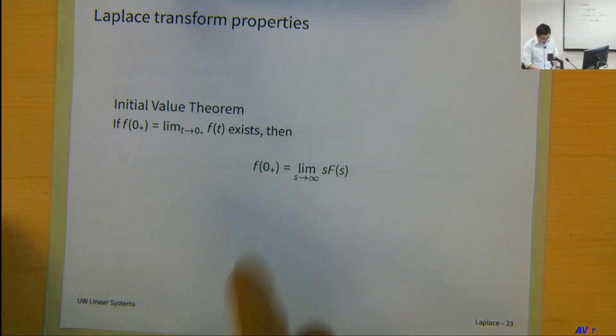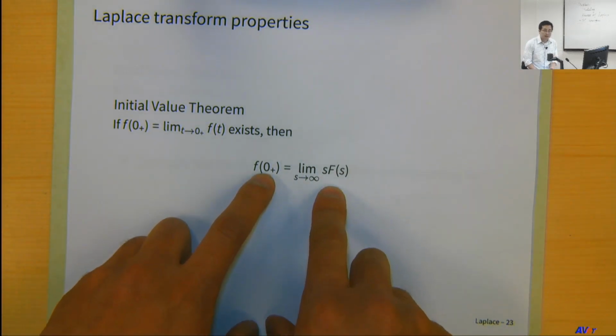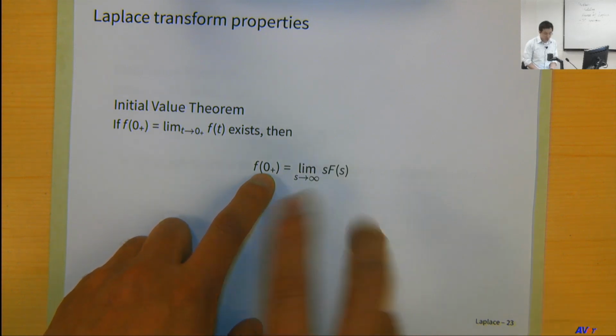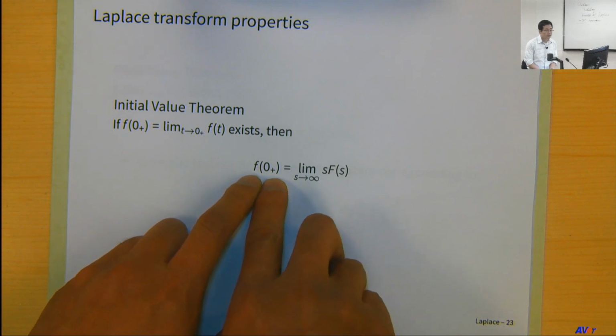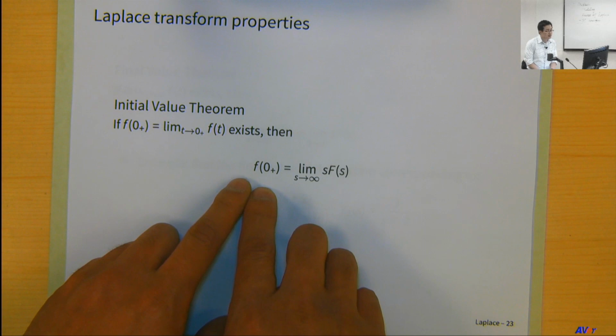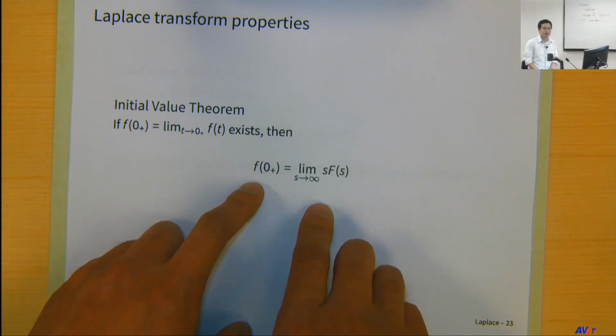This property relates the functions in the time domain and in the Laplace domain. It relates to two specific values of the functions. I can find out what will happen to the function at specific time instances just by looking at the Laplace domain.